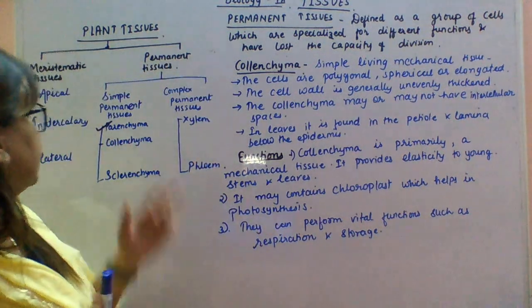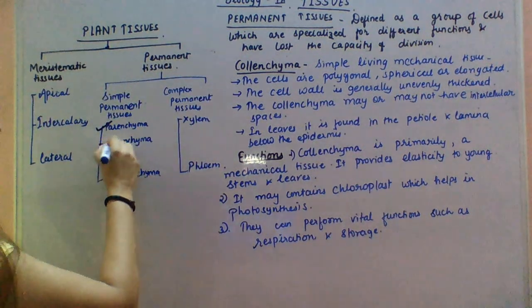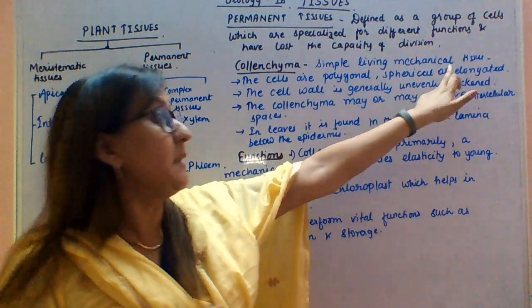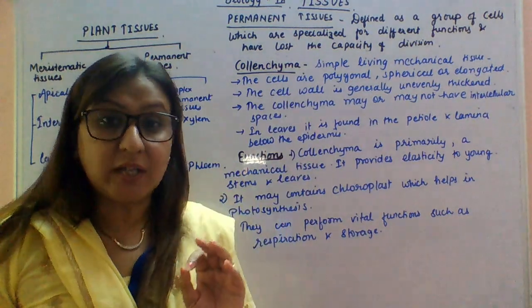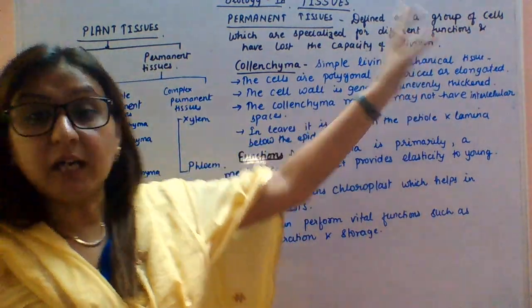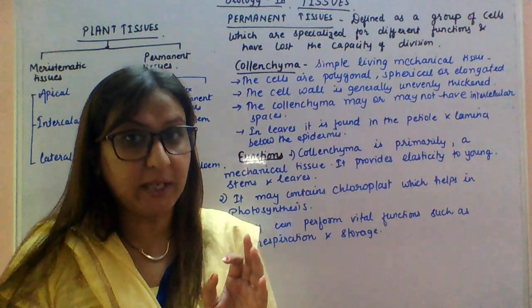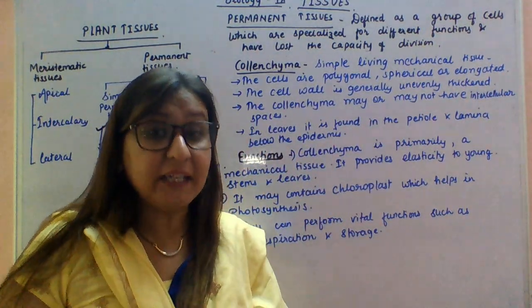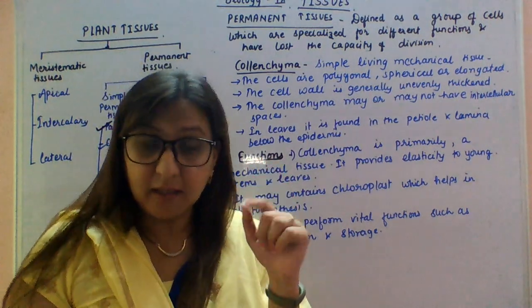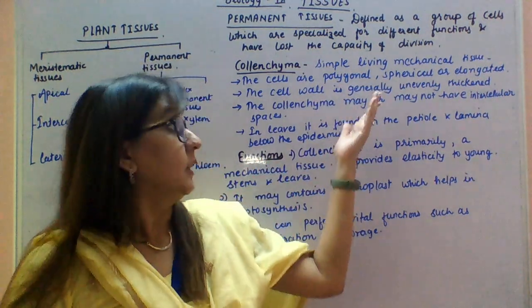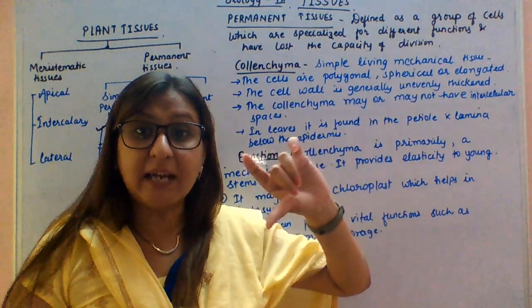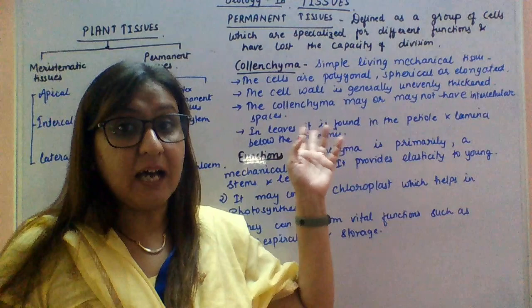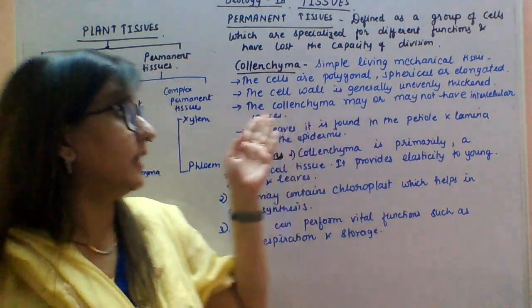Okay, so the next is collenchyma. What are collenchyma? The collenchyma are simple mechanical tissues which are polygonal, spherical or elongated in shape. Next point, the cell wall is generally unevenly thickened. Means, from a few sides it is thick and from a few sides it is thin. So these tissues are unevenly thickened.